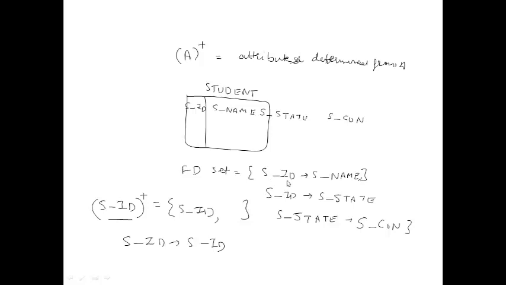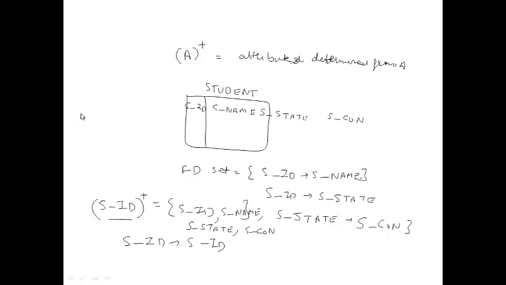Now we will see what all other attributes can be added. From student ID, I can determine student name, so I will add student name as well. From student ID, I can determine student state, so I will add student state as well. From student state, I can determine student country, so I will add student country as well. That means from student ID, I can determine student ID, student name, student state and student country. So this is the attribute closure of student ID.